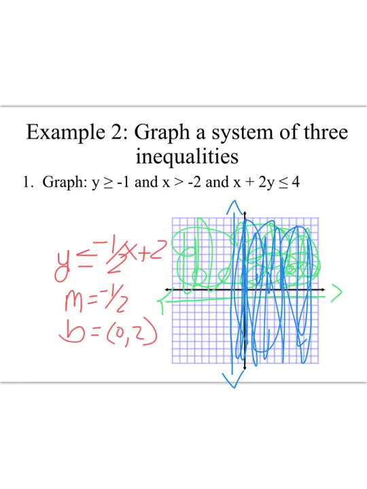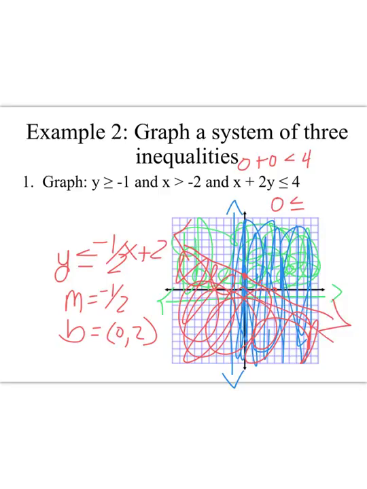So starting at 0, 2, your graph is getting crowded at this point, so it may be hard to see. But down 1 over 2, down 1 over 2. It is going to be a solid line. When I plug 0, 0 in, make sure you plug it into the original equation. I get 0 plus 0 needing to be less than or equal to 4. 0 is in fact less than or equal to 4. So the red is going to shade all the way down here.